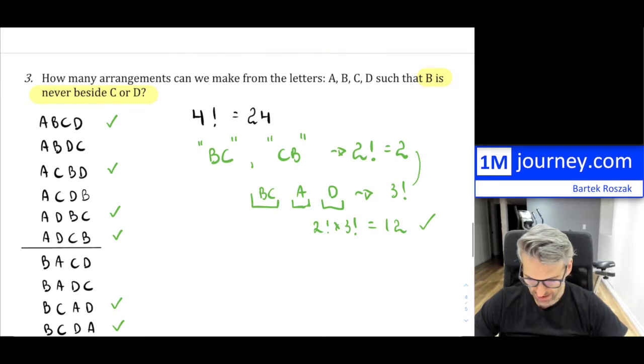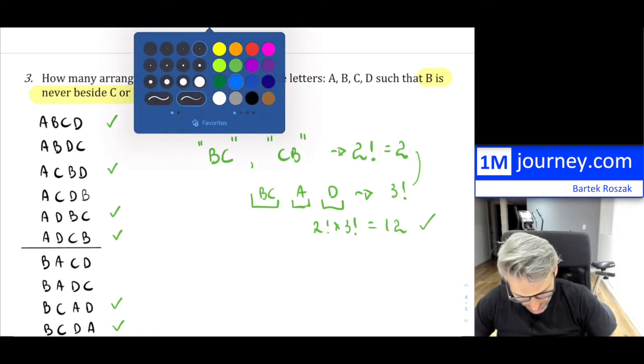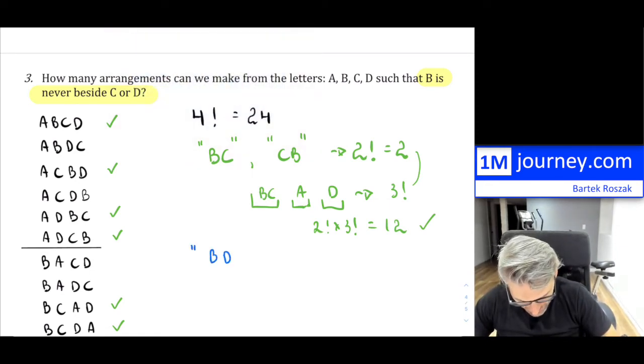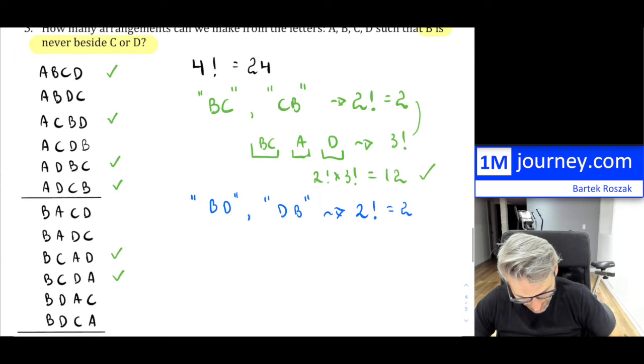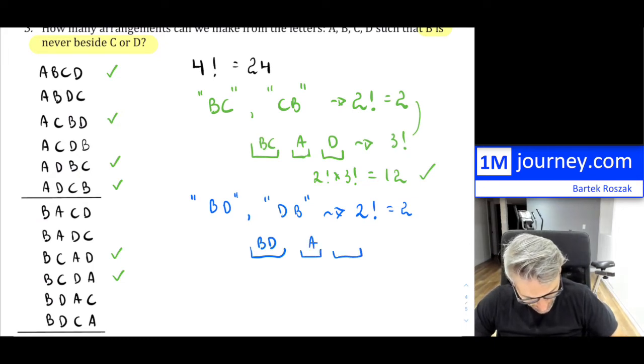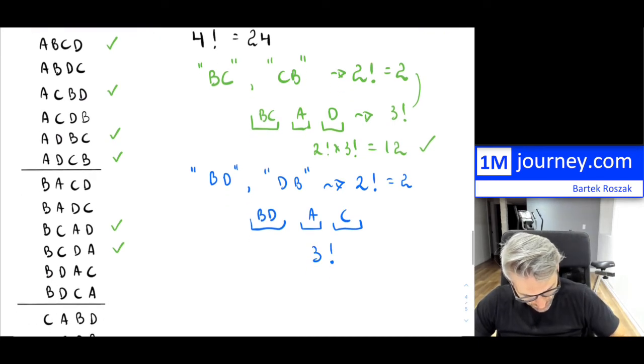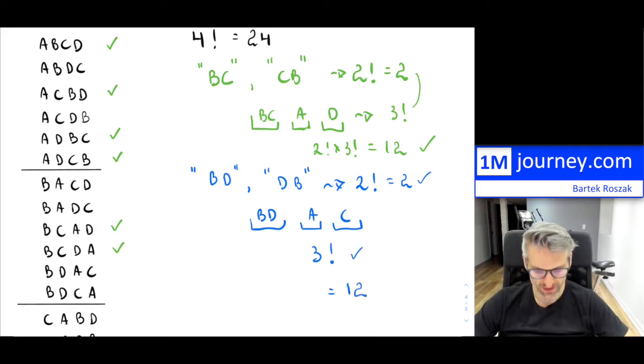Now, it also says that B can never be beside D. So I'm going to switch the color again so that we can see it. B can never be beside D. This can happen like this: either BD or DB, which comes again because there's only 2 letters, so 2 factorial or 2 ways. And once again, how many ways can I rearrange this? If I group this as one unit, then we'll have A and C right here. So these are 3 units, so 3 factorial ways. Again, 2 factorial times 3 factorial, so in total 12 ways that we would have this.